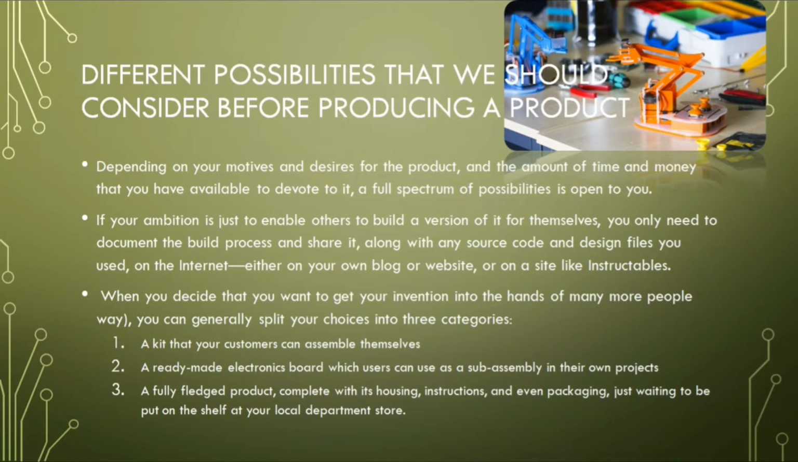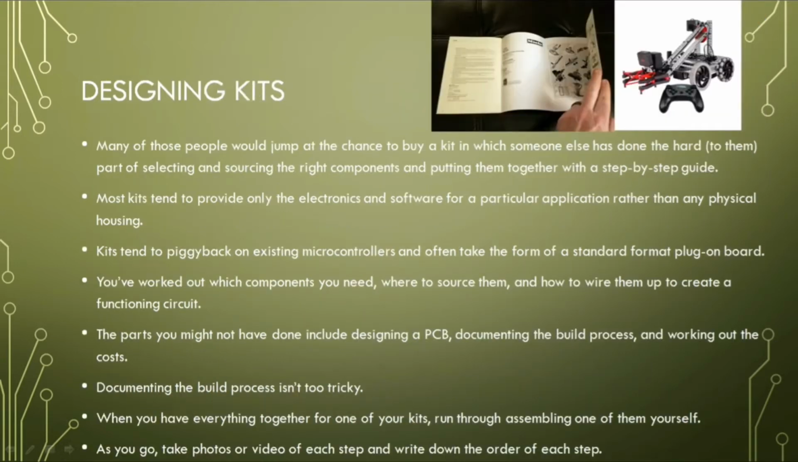But before thinking about scaling up the production of your device, you should think about what exactly you will be producing. There can be three choices if you want to make your device as a product in market. Firstly, you can make a kit that your customers can assemble themselves. Another choice is you can make a ready-made electronic board which users can use as a sub-assembly in their own projects. And the last option can be you can make a full-fledged product complete with its housing, instructions and even packaging.